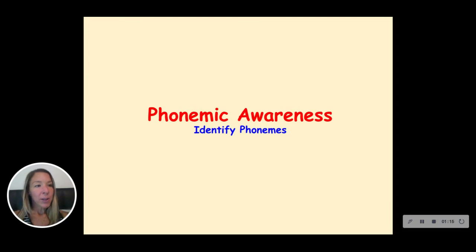We're going to try another one. Let's try the word bug. What is the first sound you hear in bug? The answer is B. What is the last sound you hear in bug? The answer is G. What is the middle sound you hear in bug? The answer is uh, the middle sound, and it is a short U sound.